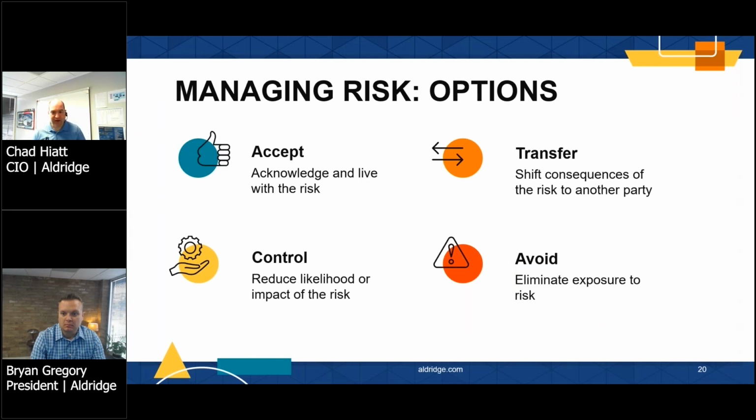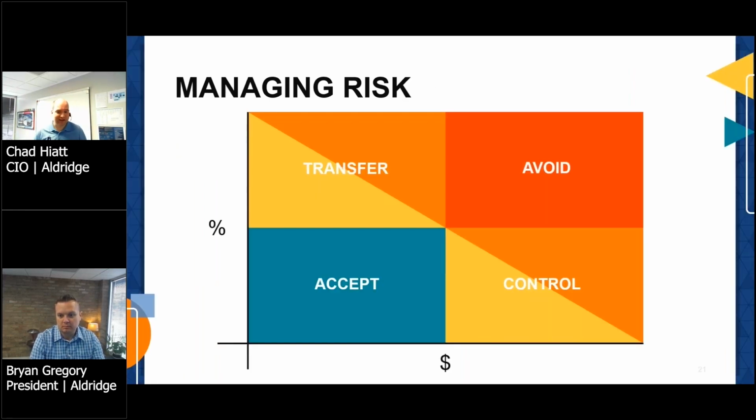As with all risks, you really have four tools that you can use with cybersecurity risk. You can accept it, you can control it, you can transfer it, or you can avoid it, or some combination of all those things. And if we plot those options along with that same consideration of probability it'll happen versus cost if it does, we get something that looks like this.